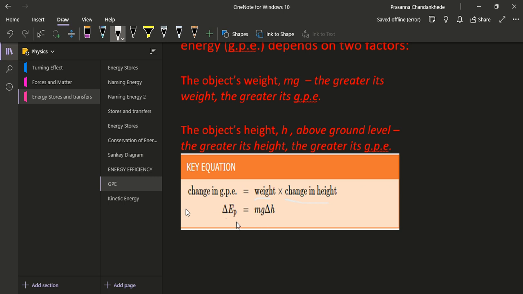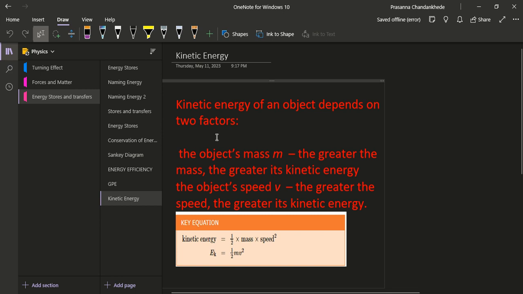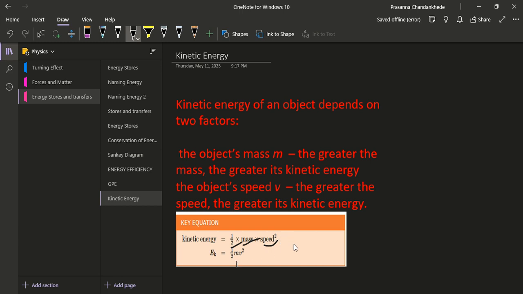Okay, we have kinetic energy left. The kinetic energy of an object depends on two factors: the object's mass, and the greater the mass, the greater its kinetic energy. The object's speed, which is v, or the velocity. The greater the speed, the greater its kinetic energy. The equation for finding kinetic energy is basically half times mass times speed squared, which is also written as half mv squared.